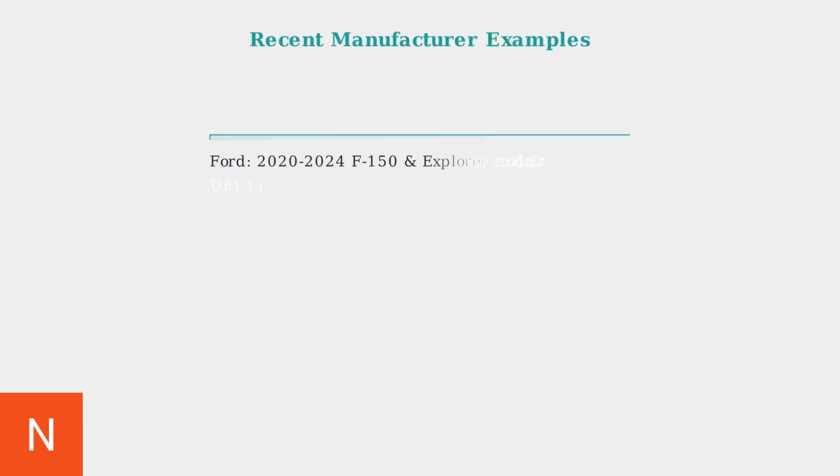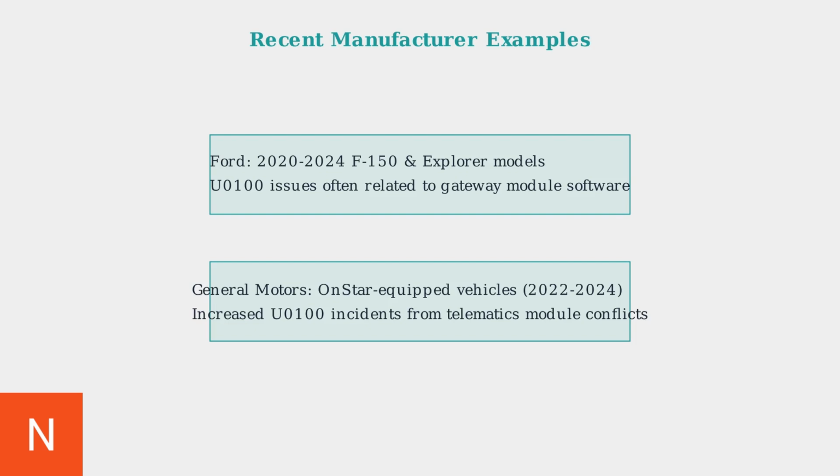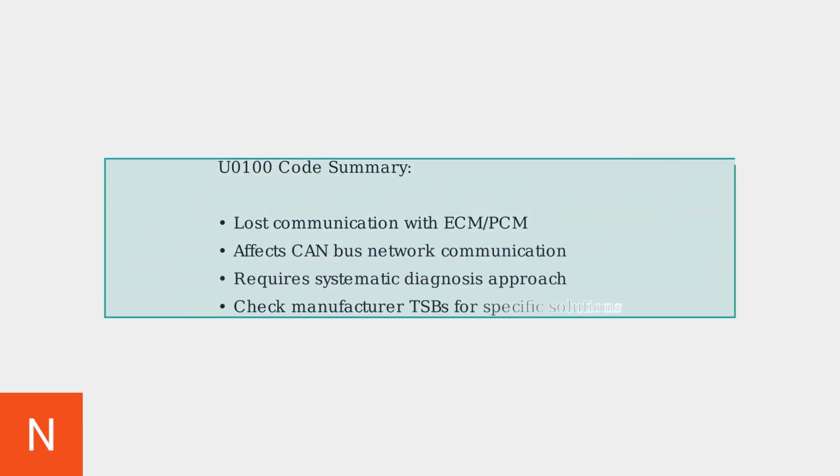Recent examples include Ford TSBs addressing U0100 issues in 2020 to 2024 F-150 and Explorer models, often related to gateway module software updates. General Motors OnStar-equipped vehicles have shown increased incidents related to telematics module conflicts. Understanding the U0100 code is the first step in diagnosis. Proper initial assessment with the right tools and knowledge of manufacturer-specific issues will guide you toward an effective solution.